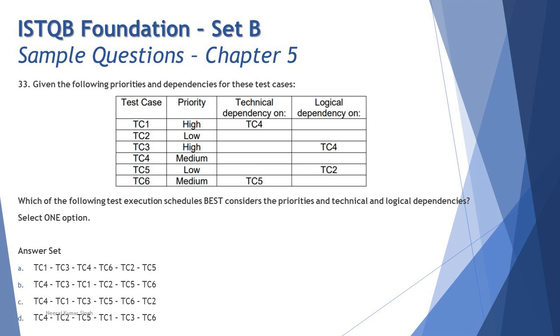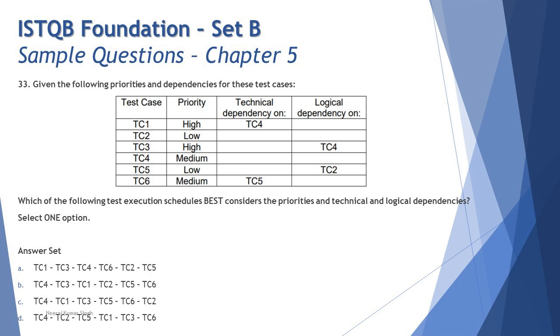But at the same time, they're also giving you technical and logical dependencies: TC1 and TC3, no matter being highest, are dependent on TC4, right? And on the other hand, TC6 being medium is dependent on TC5, where TC5 being low is dependent on TC2. That means whatsoever TC2 should be executed before you can talk about executing TC5 or TC6, right?